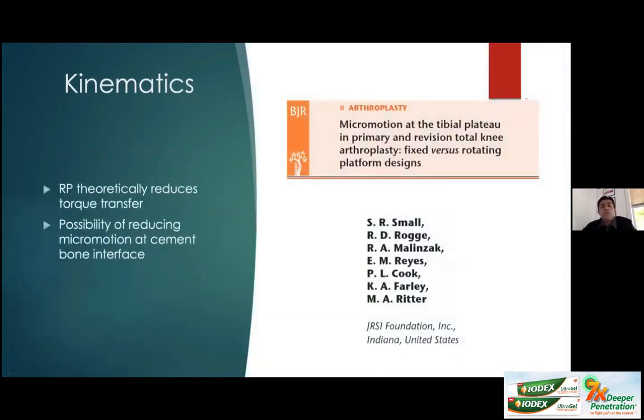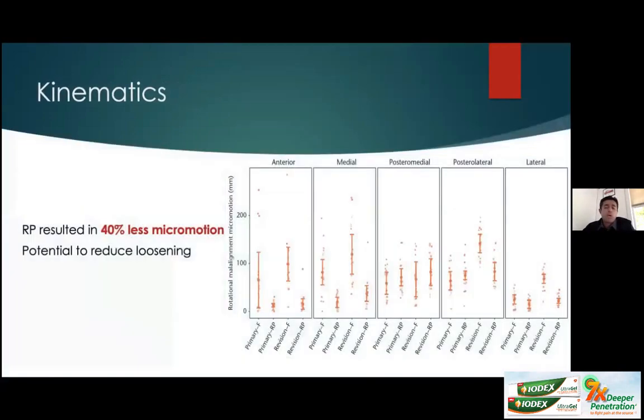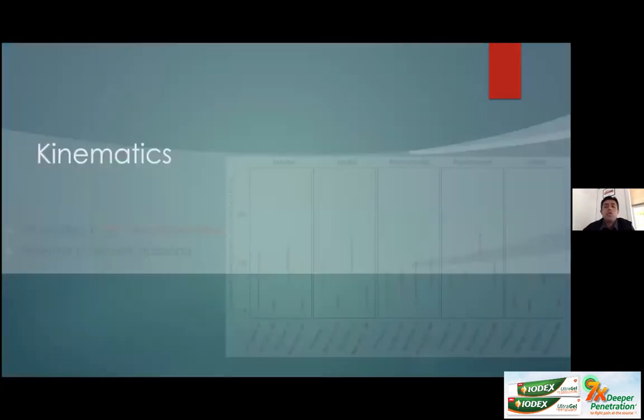Now, what about a rotating platform design in terms of revision? Ritter's group looked at this in Indiana, and what they found was that a rotating platform design results in 40% less micromotion at the implant cement interface. And hopefully that results in better kinematics and better survival of revision implants. And I think, again, the data is relatively new, but at least there is a theoretical benefit to this principle.